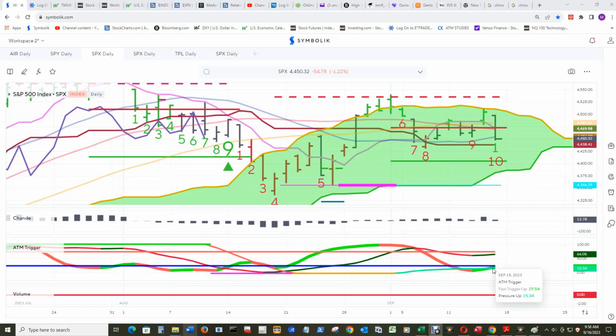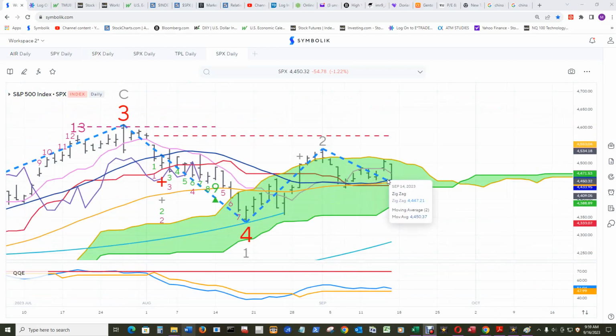And the fast trigger up and pressure up, 1954 for the fast trigger and 1534 for the pressure up, is still below the oversold 25 line, and the slow trigger is still below the overbought line. So status quo for a while, and the fast trigger needs to get up above 25 before anything happens for any upside move. And the zigzag indicator got a little steeper for the down pivot that happened over here. It's now at the bottom of this bar just about.